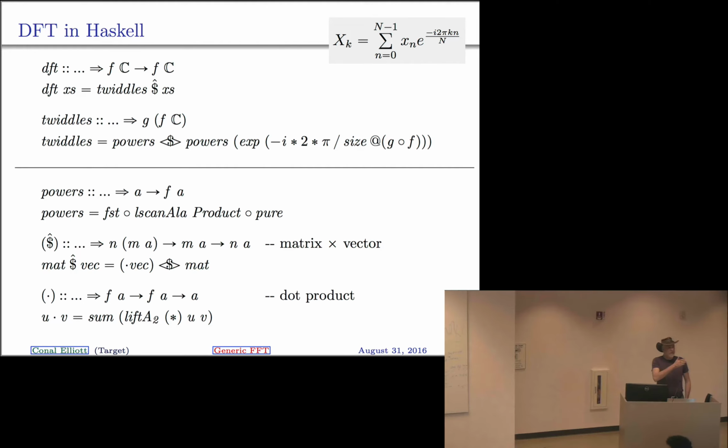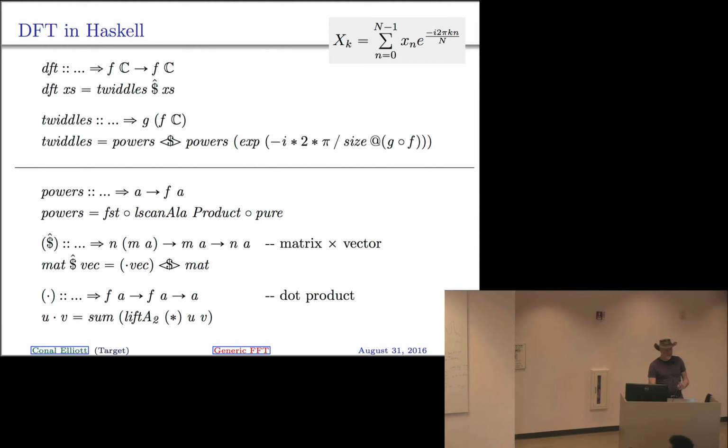Okay? So we're going to raise them to the power of k, where k goes through 1 to n, and then raise each of those to the power of n, little n. Okay? So that's what this definition here does. So inside this inner call to powers, this is simply e to the minus 2 pi over n. N is the size of this data type here.